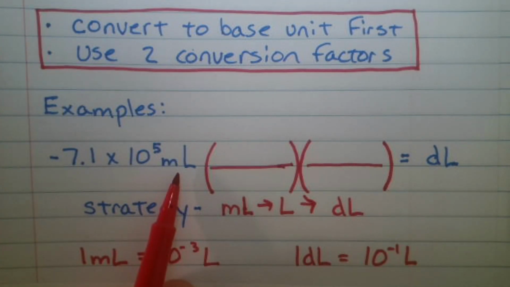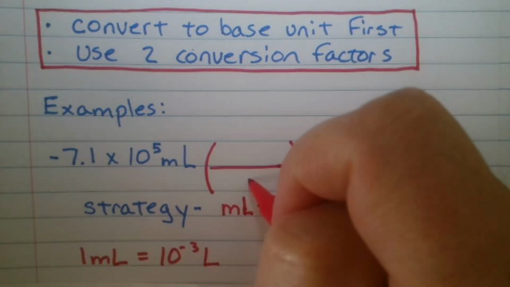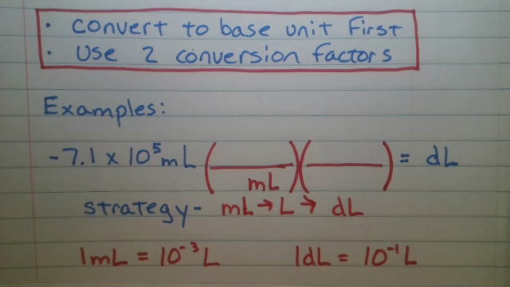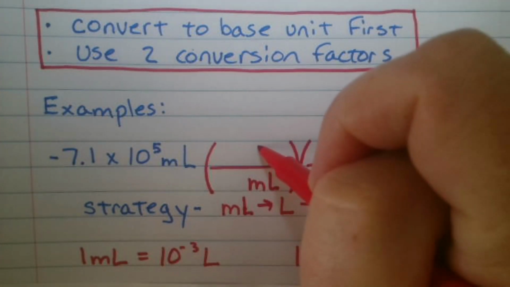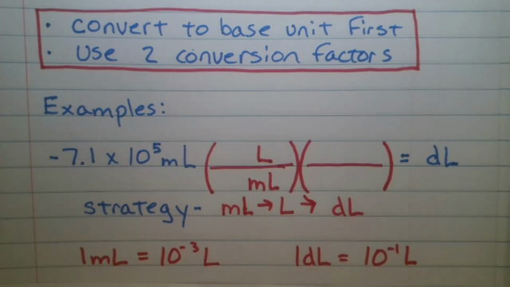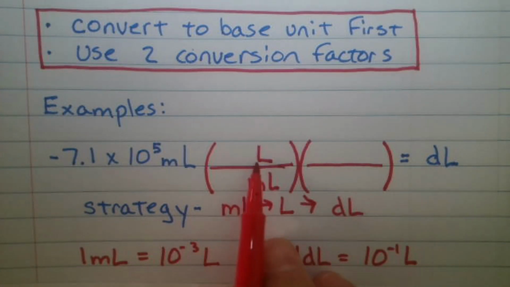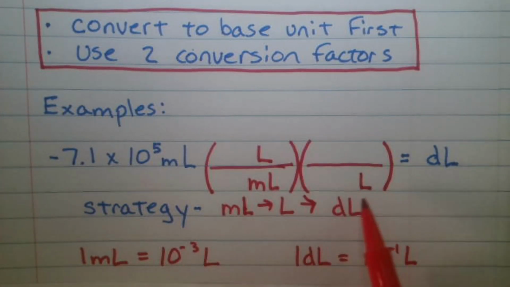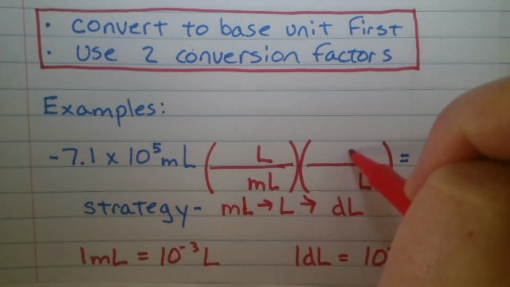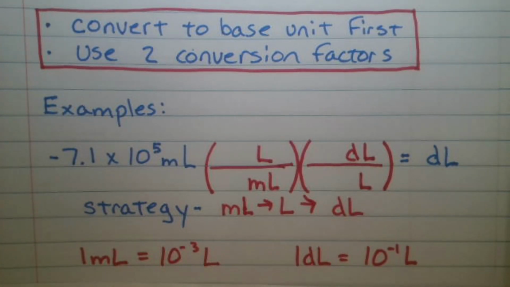Notice how we start with milliliters. So we want to have milliliters on bottom, that way they cancel. Remember, we're going from milliliters to liters, so if we have milliliters on bottom, we want liters on top. In the next conversion factor, we're going from liters to deciliters. So if we have liters on top, we would put liters on bottom, that way they can cancel. Anything divided by itself is 1. And then we put deciliters on top.